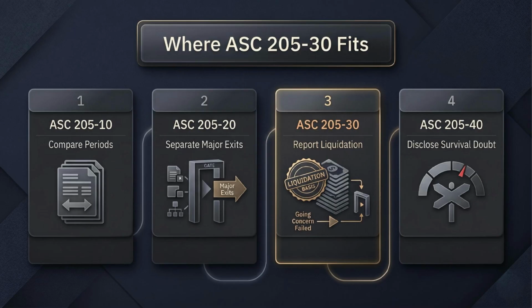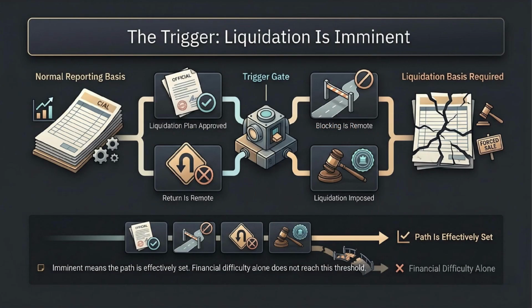So ASC 205-30 is not just another presentation note. It is the point where the going concern assumption is no longer the right foundation for the financial statements. Now we come to the trigger. Liquidation basis is required only when liquidation is imminent. That means the path is effectively set.